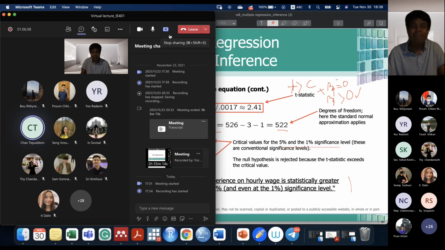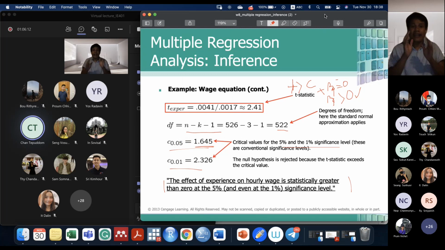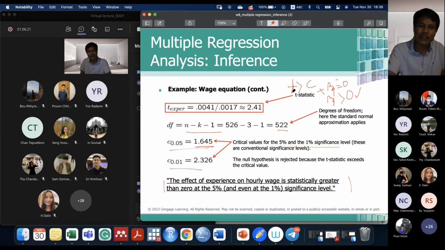Sure. So we have two critical values, right, sir? Again, you only need to choose one. 5% is good enough. But here, because this T value is much higher than C at 5%, the researcher wants to explore more, to see if it's still significant at 1%. Oh, okay. I thought we needed to choose two. No, only one.